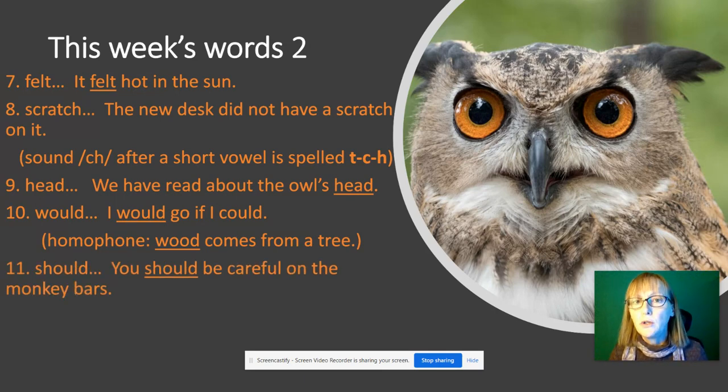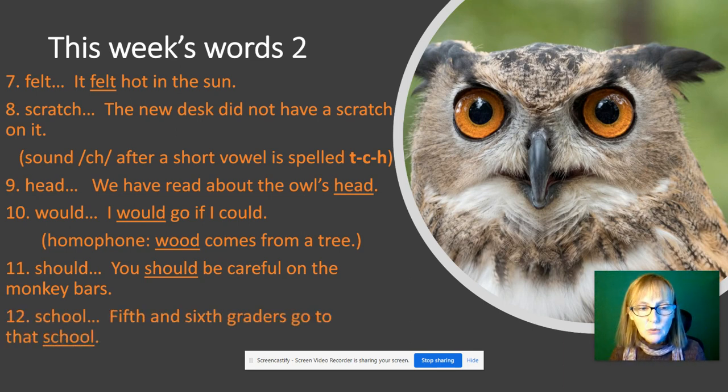So let's go back to would for a second. Would has a homophone, which is a word that sounds the same but is spelled differently. So in wood that comes from a tree, you can think of it as 2 O's come from 2 E's. So tree is spelled T-R-E-E. Wood that comes from the tree is spelled W-O-O-D. So I think of that as a little way to remember. Okay. School, 5th and 6th graders go to that school. There we have the oo sound, double O, and then school, of course, S-C-H.